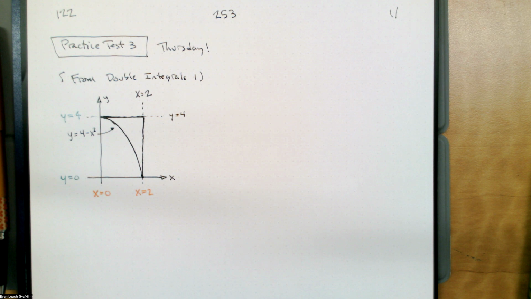So we have what the outer integral, or the last integral, is going to look like. In the dy dx integral, when x is last, we'll go from 0 to 2. In the dx dy integral, when y is last, we'll go from 0 to 4.